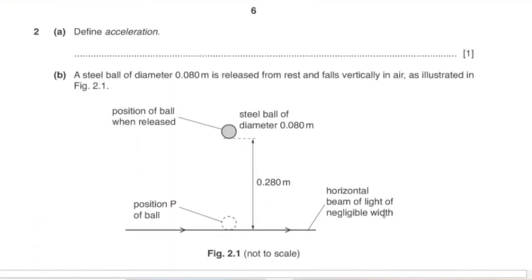Question number 2, Part A, define acceleration. So acceleration is equal to change in velocity divided by time taken for that change in velocity.